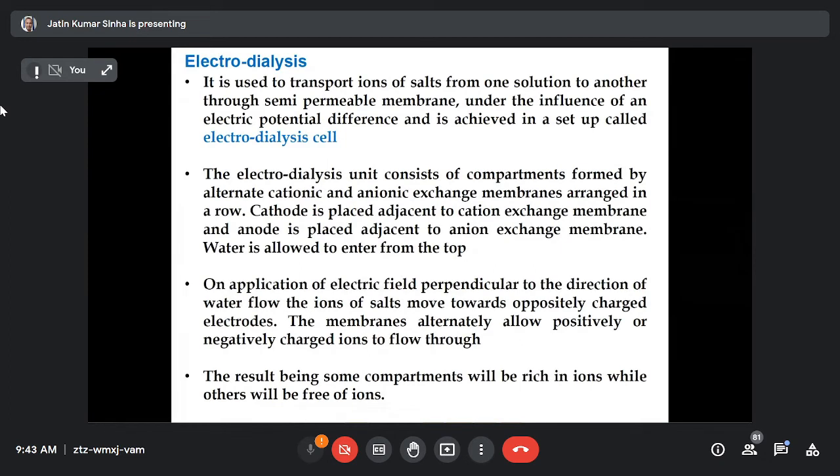The ions of salt move towards the oppositely charged electrode. That's what I told you. The membranes alternately allow positively and negatively charged ions to flow through. The result is that some compartments will be rich in ions, while others will be free of ions. So below that, at the bottom, you have different compartments. The filtered water will be collected in a chamber, and the water having all these ions will also be collected in another chamber. So they will have different ion concentrations there.